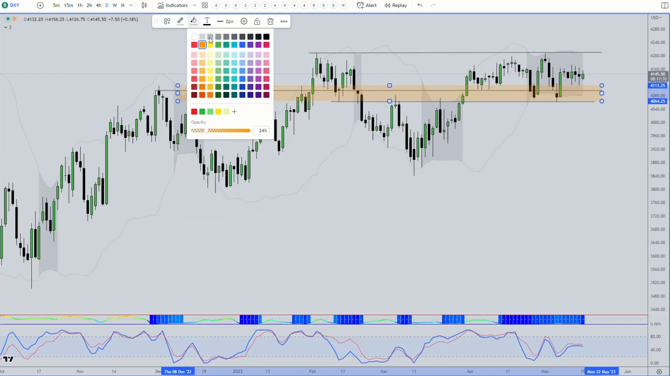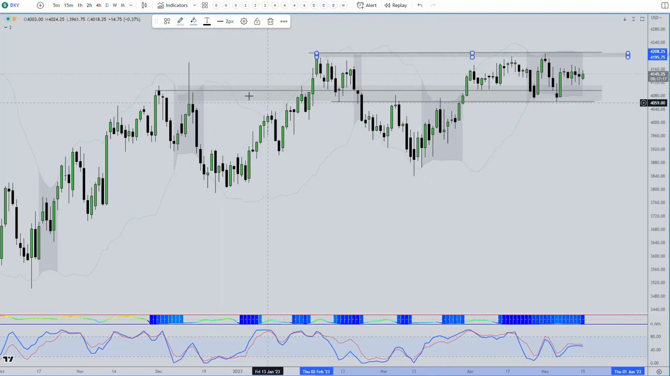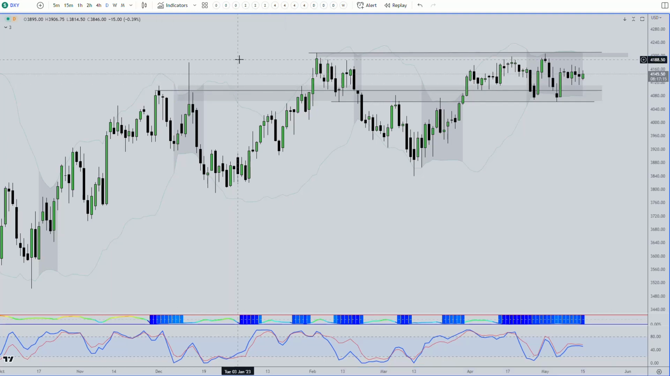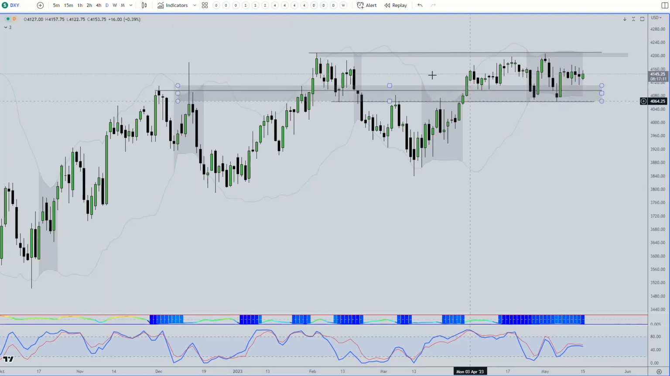Let's change the colors here. A bit darker is better. And to the upside, we can play the same game. And we would then potentially look at this area marking a potential range high. As you can see, it's not just a level, it's rather zones, which line up very nicely with the levels that we had marked out earlier on.